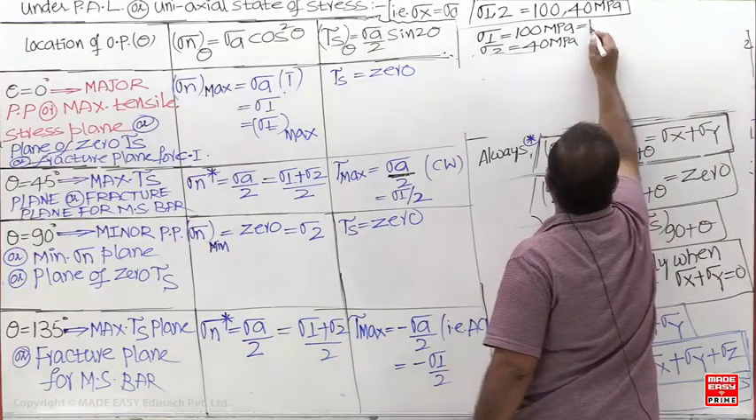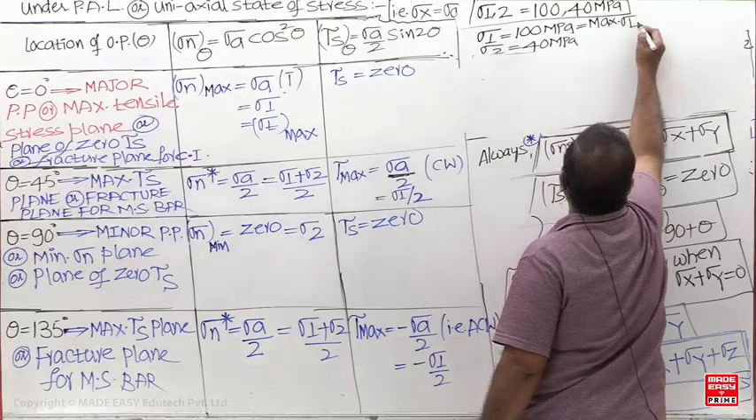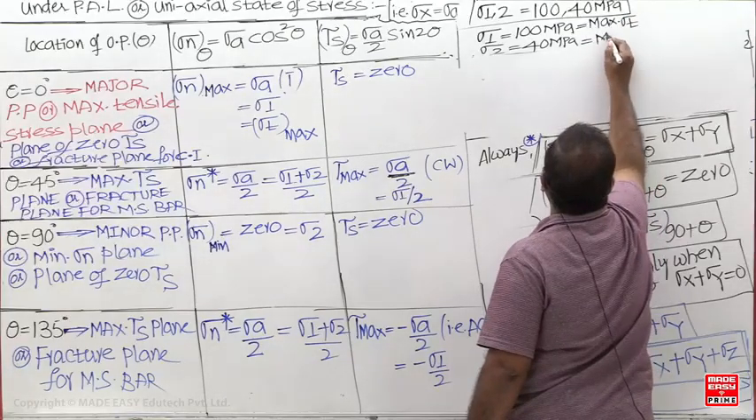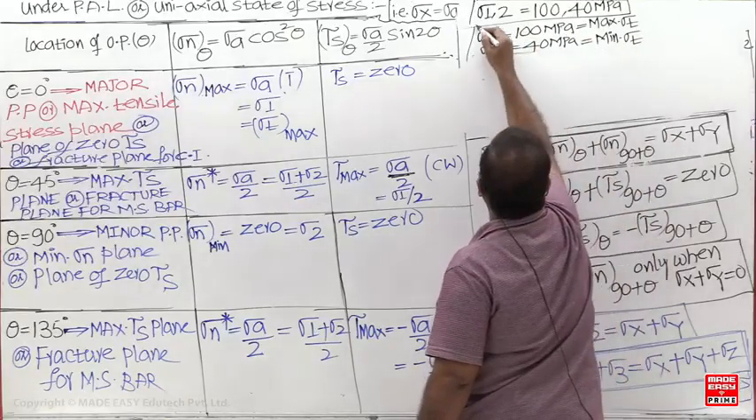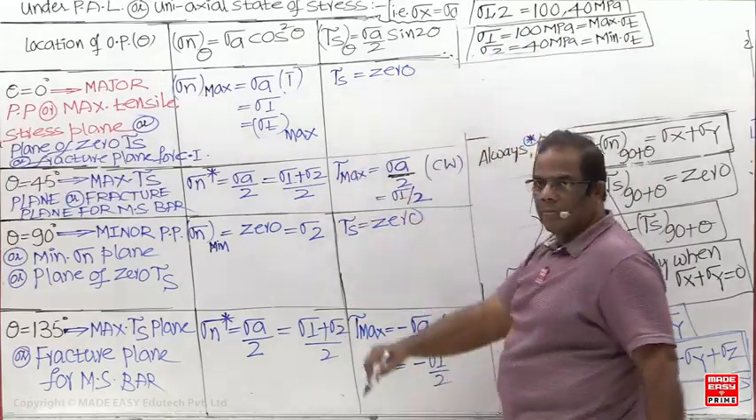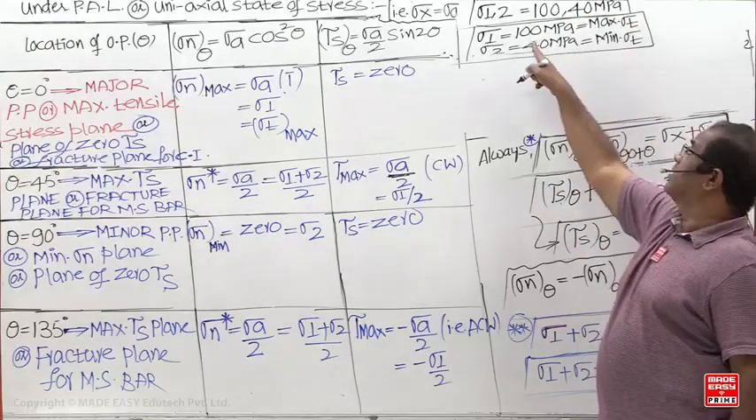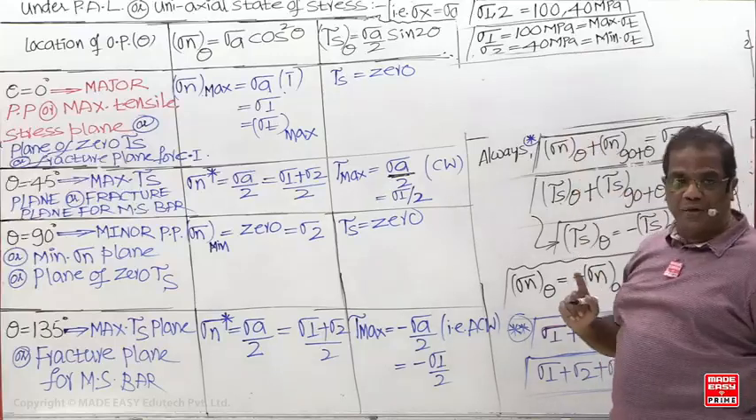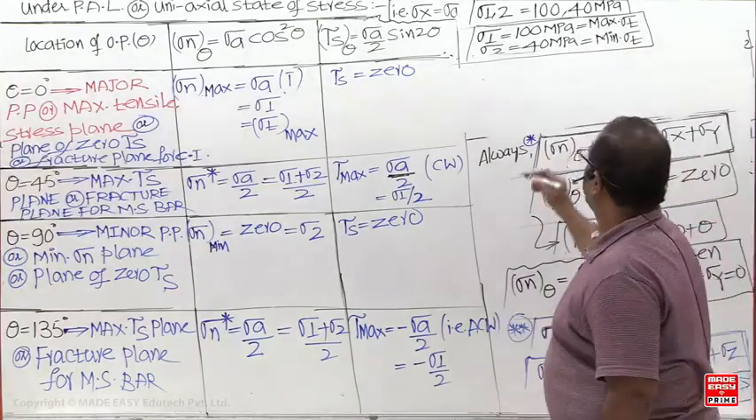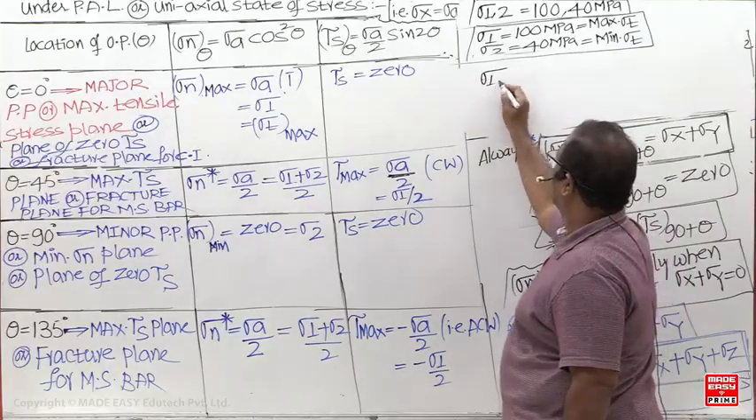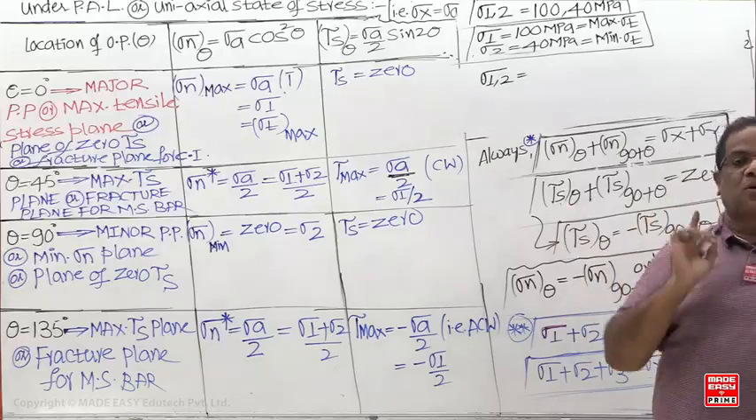But if both are negative, one is minus 100 and one is minus 40, then sigma 1 is minus 100 and sigma 2 is minus 40. One will be called a maximum compressive, one a minimum compressive. They are all possible in the biaxial case. In the uniaxial case you are getting only one principal stress.